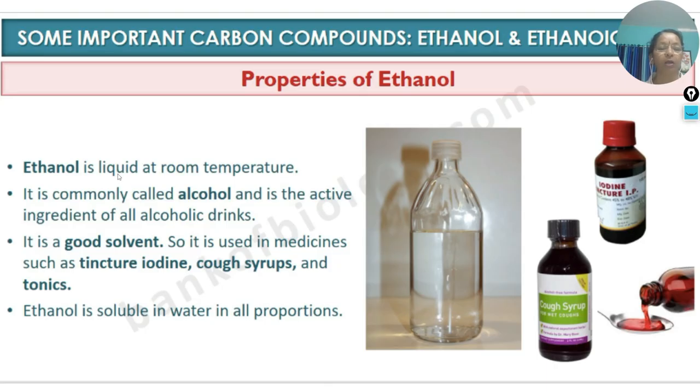Ethanol, we know, is drinking alcohol, a liquid at room temperature. It's a good solvent, so it is used in medicines such as tincture iodine, cough syrups, and tonics. It is soluble in water in all proportions. See, this is a cough syrup, and if you read the ingredients very carefully, you can see the percentage of alcohol in it.